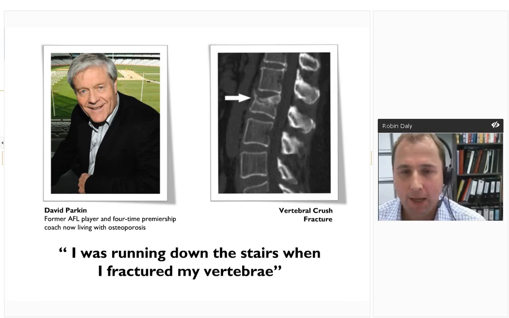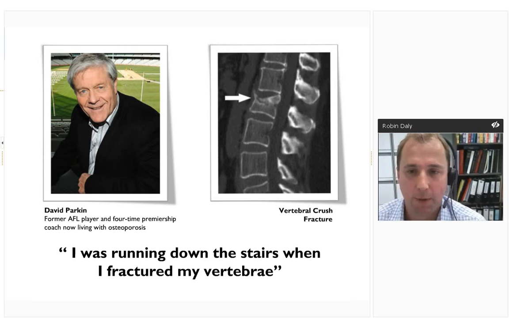And the reality is fractures can occur to anyone. And I'm guessing many of you will recognise this particular person, David Parkin, who's a spokesperson for Osteoporosis Australia, and today highlighted that he was diagnosed with osteoporosis several years ago after he had a fracture of the spine simply walking or running down a flight of stairs here at Deakin.